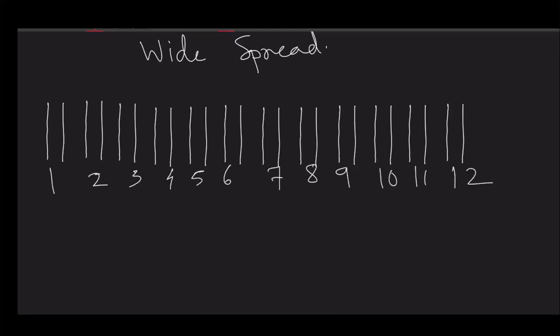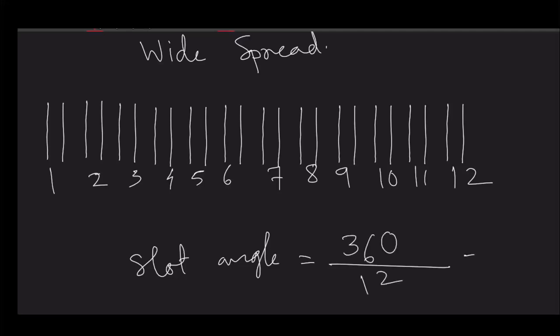So that slot angle is again adjacent, meaning one slot angle is how much? It is a 2 pole machine, so 360 by 12, that is 30 degrees.